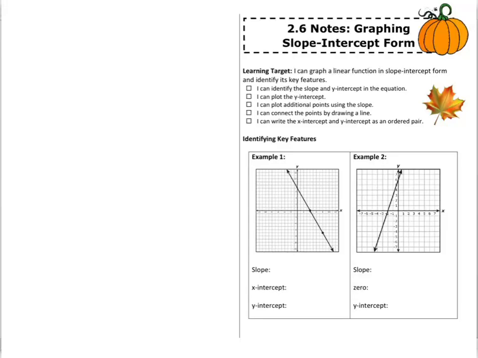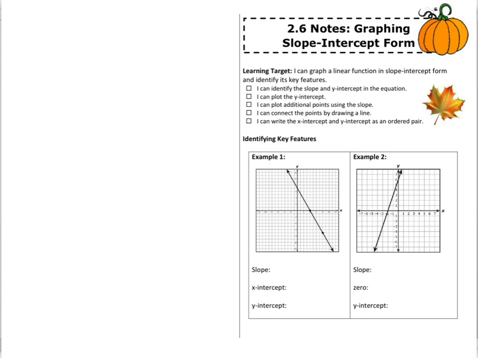Hey everyone, we're going to go over these 2.6 notes, graphing slope-intercept form. Before we started with graphing slope-intercept form, we looked at just identifying a few key features of linear functions. Those are slope, x-intercept, or 0, and y-intercept.